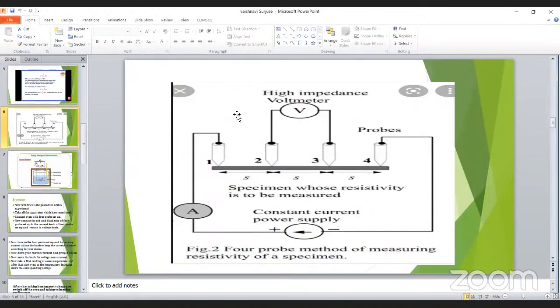This is the diagram for this 4-probe method. This is a high impedance voltmeter. This is a probe. The distance between the probes on the specimen whose resistivity is to be measured is approximately 0.2 centimeter. Here is the constant current applied for this circuit.